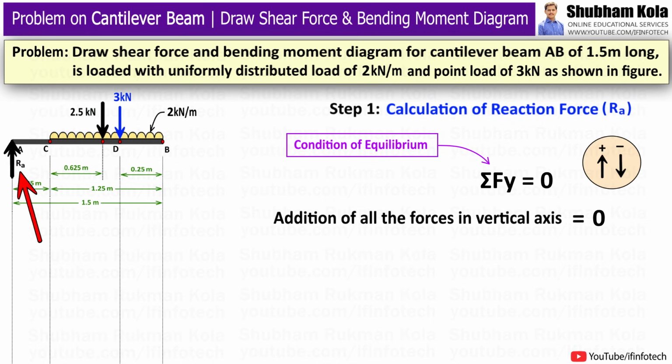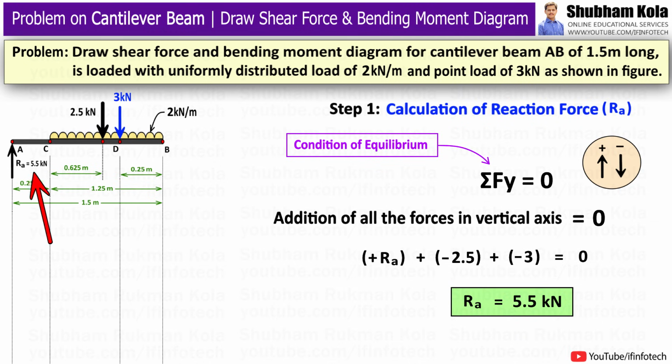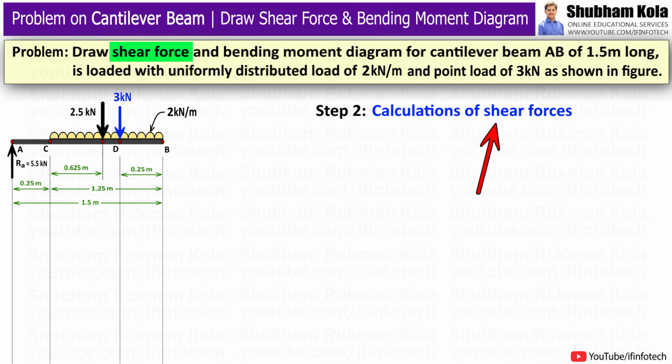Here RA is the vertical reaction force, so I will add this force with plus sign, and converted point load acting on the beam in the downward direction, so I will add this force with minus sign. And also there is one point load acting on the beam in the downward direction, so I will add this 3 kN force with minus sign. So from this, I will get the value of reaction force RA equal to 5.5 kN. So now with the help of this calculated value of RA, I will further calculate the values of shear forces at all the points of beam.